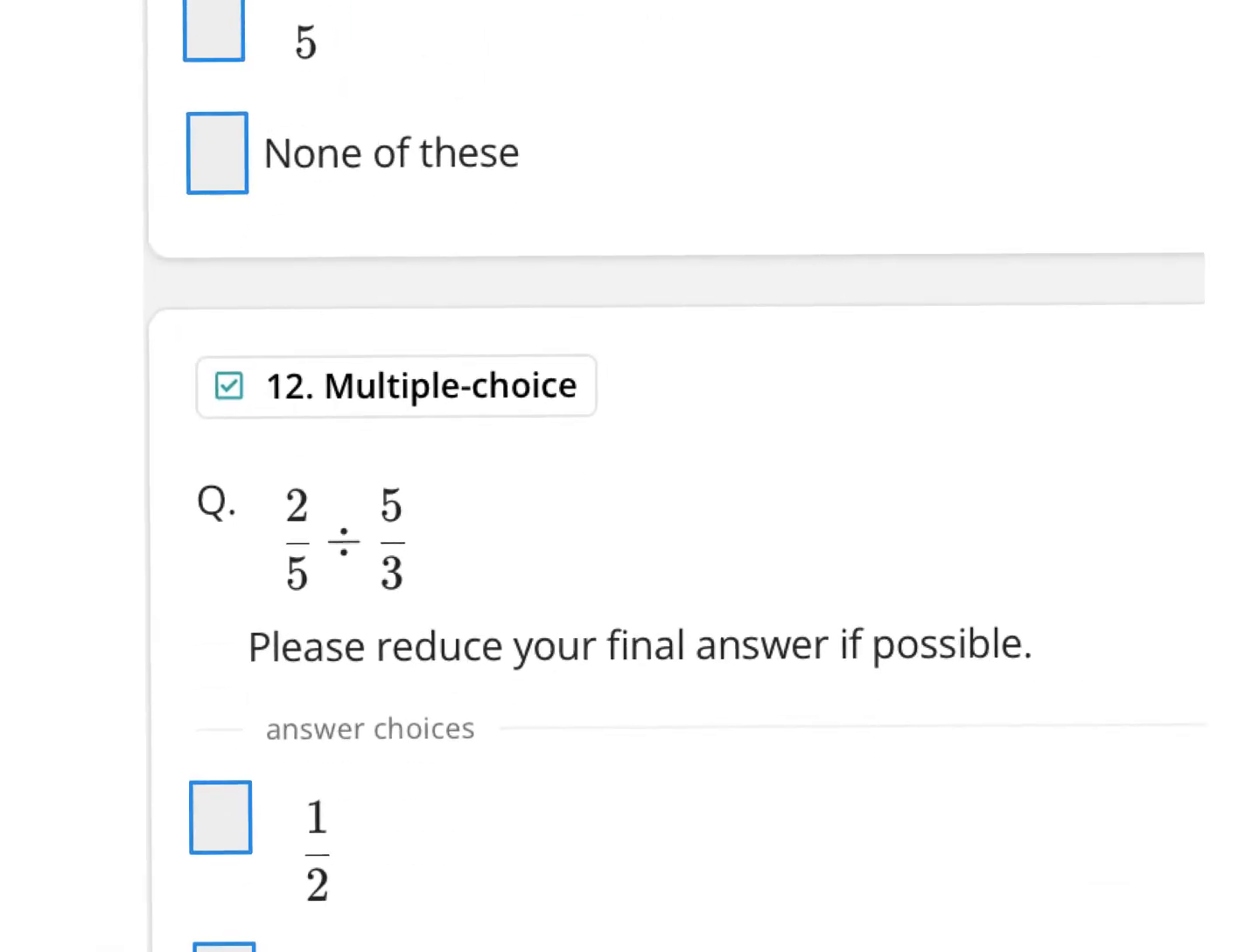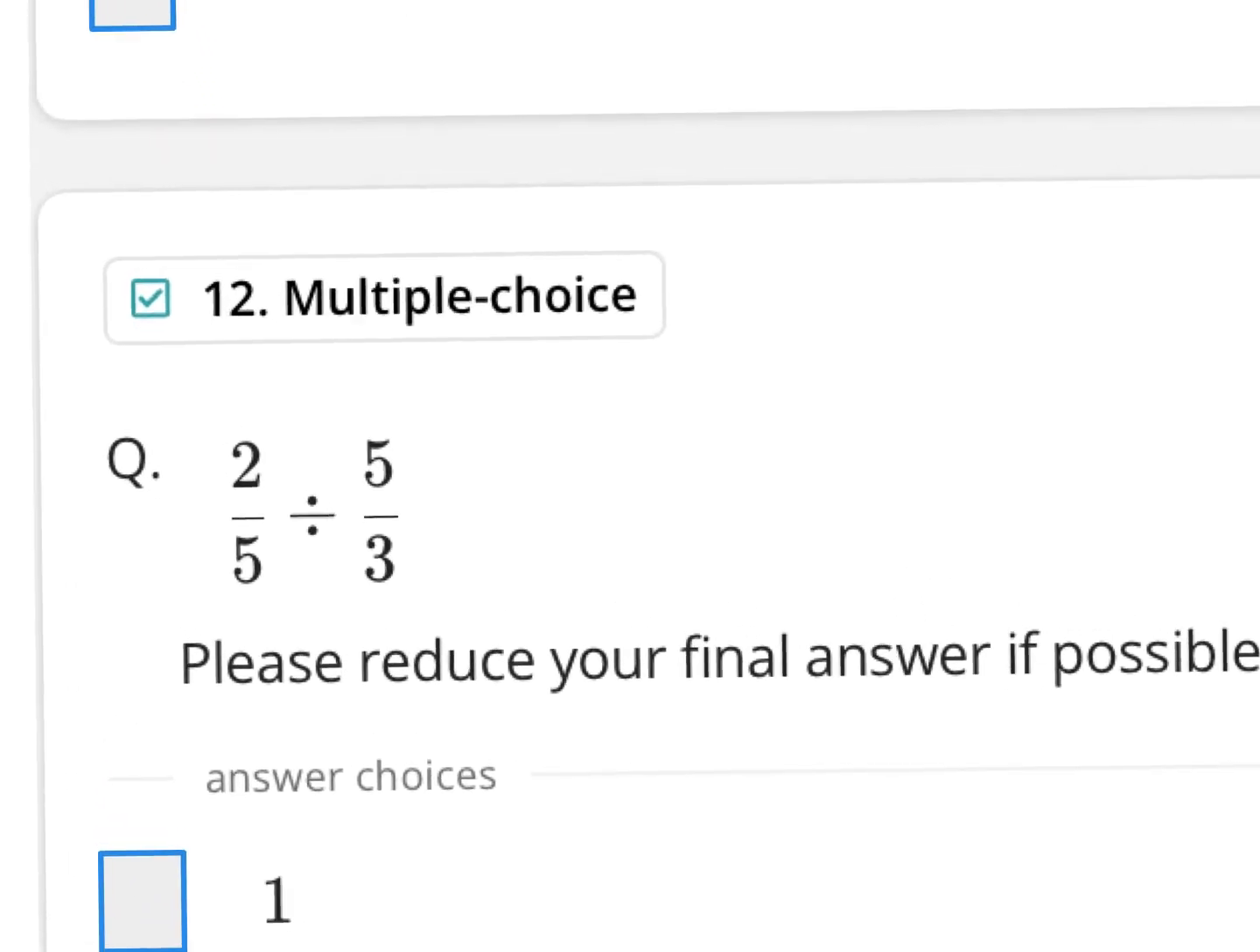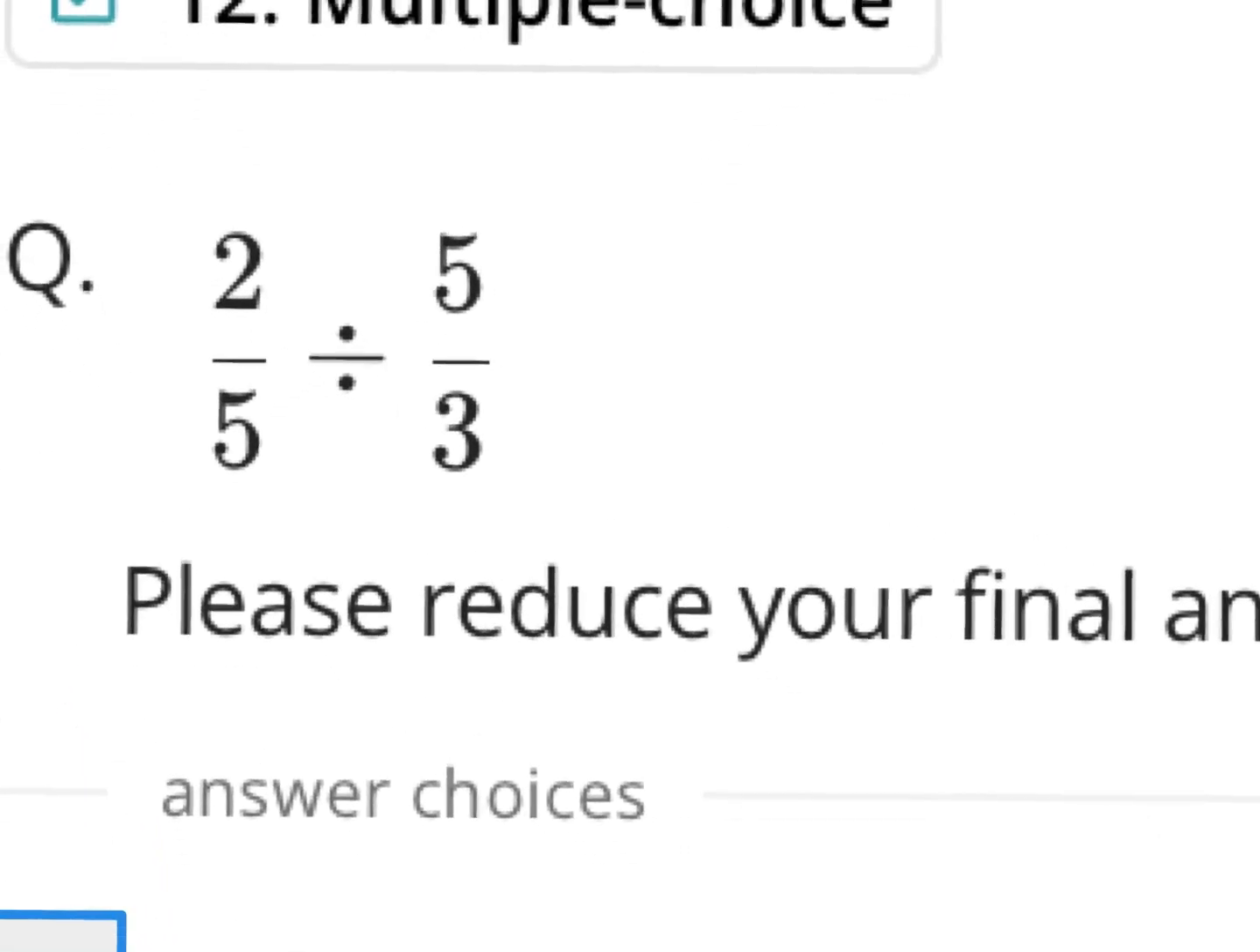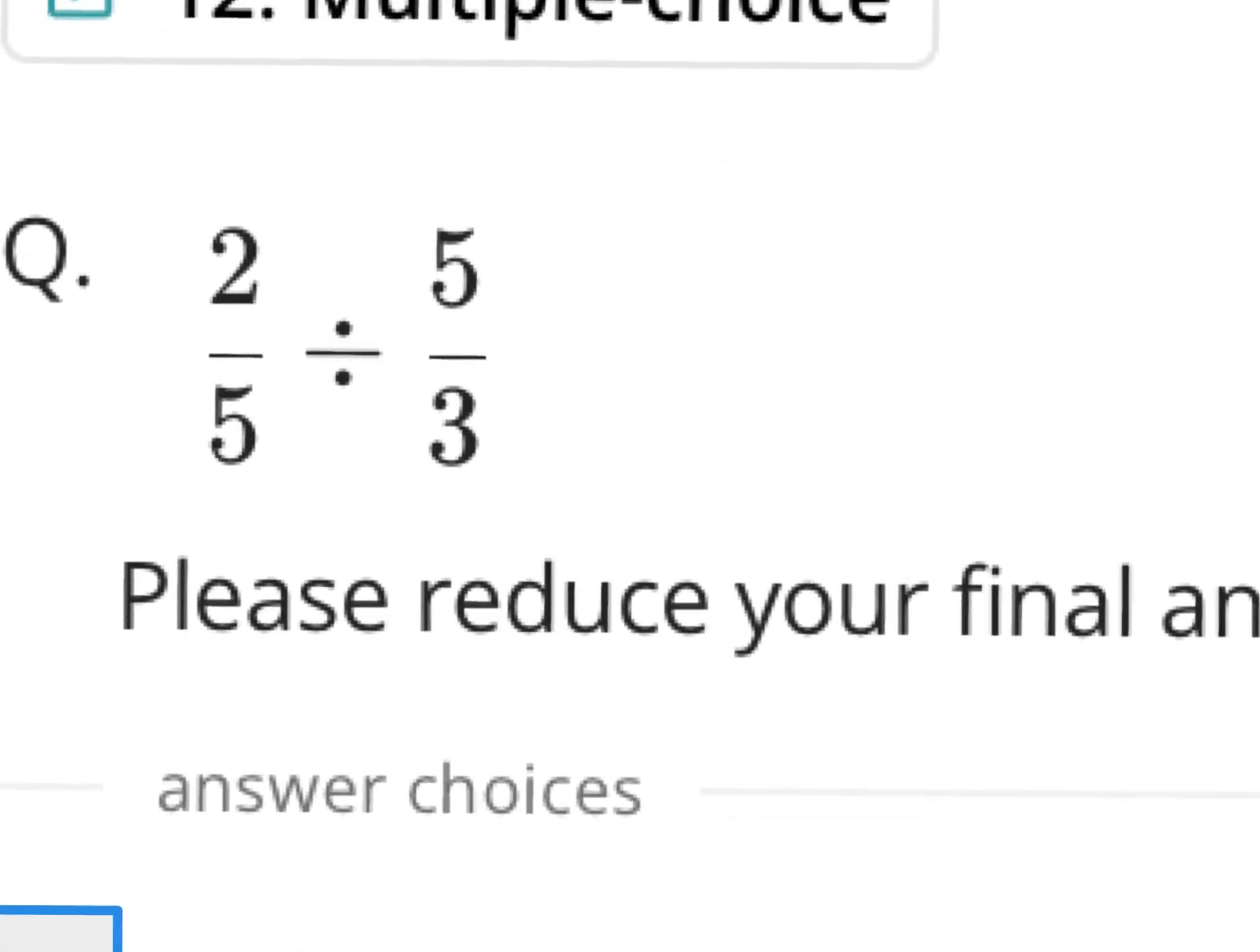How about this one, dividing? Okay, and it also says reduce if you could. When you divide by a fraction, you really multiply. You change that to multiplication. You multiply by the reciprocal of the second fraction. So you got to flip the second fraction. That should have been in your notes. That should have been covered in class.